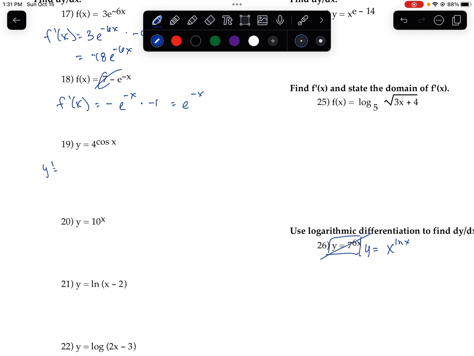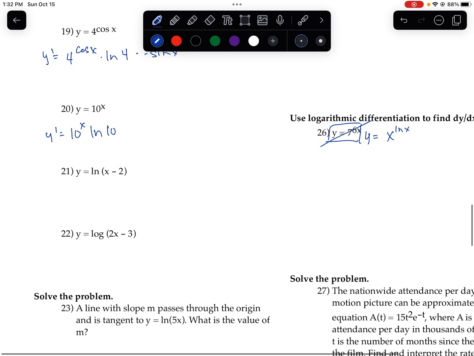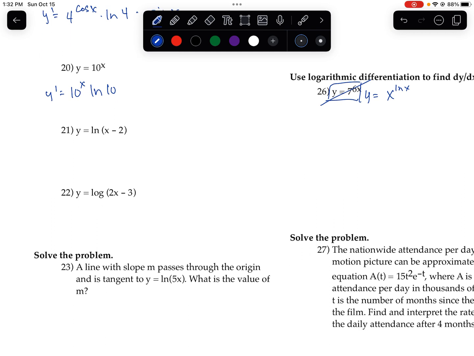So then here we'll have y prime is going to be equal to 4 to the cosine of x, so it's going to be the function itself, times the natural log of 4, times the derivative of the inside, which would be negative sine of x. For 20, y prime, again, this is exponential, so the derivative will be itself, times the natural log of 10, and then we don't need a chain rule. For 21, the derivative of a natural log is 1 over x, so y prime will be equal to 1 over x minus 2.